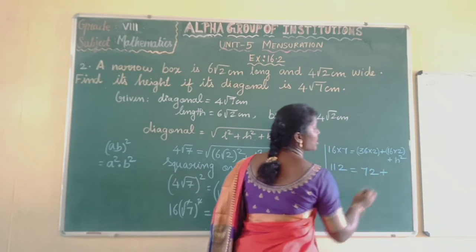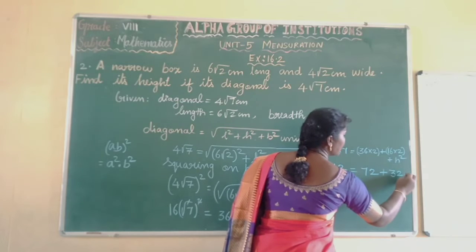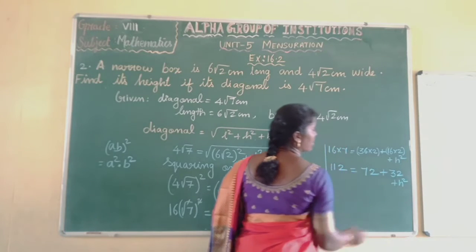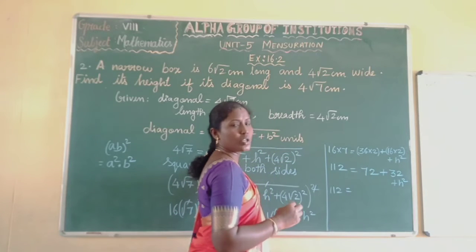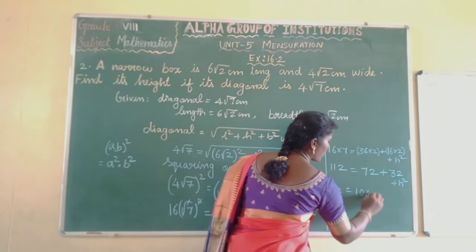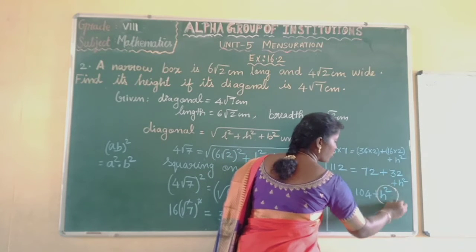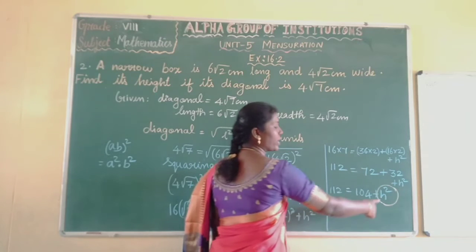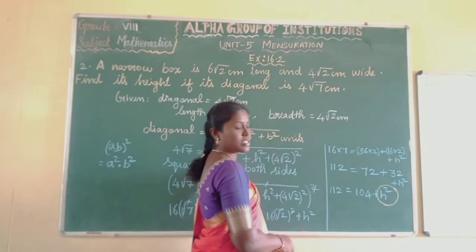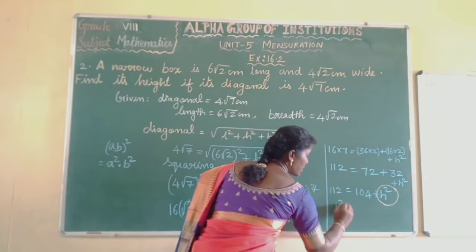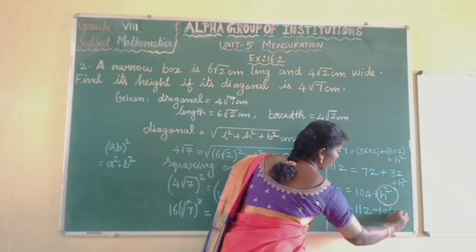Plus 16 into 2. 16 into 2 is 32 plus h square. That's what we have to find. Now 112 is equal to 32 plus 32, which is 104 plus h square. We have to find the value of h square. How to find h square? Just move 104 to the other side of the equation, so we can solve for h square. So we can rewrite this equation as h square is equal to 112 minus 104.